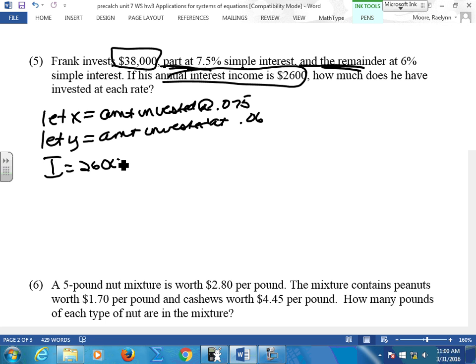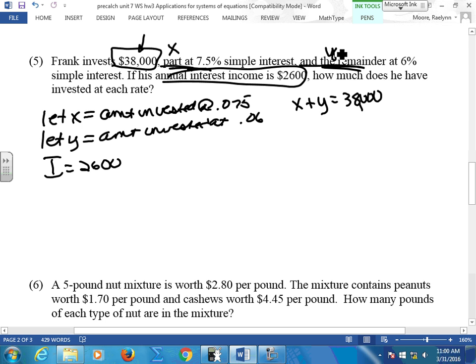So how much does he have at each one? We don't know this. So we have two variables, and we have to get two equations. Does anybody see one equation? What do I do with this number? I didn't use this at all. Not 2,600, 38,000. The amount he invested together, part, put your x here, put your y here. Part at 7.5%, part at 6%, adds up to 38,000.